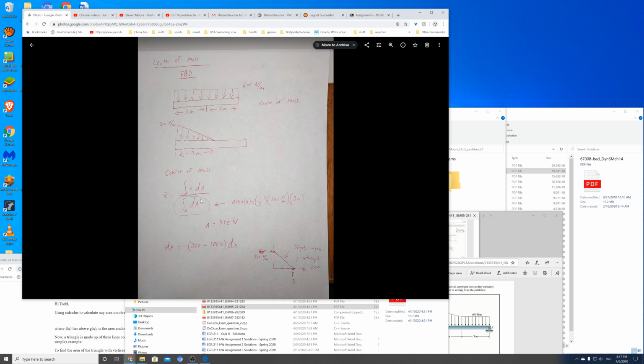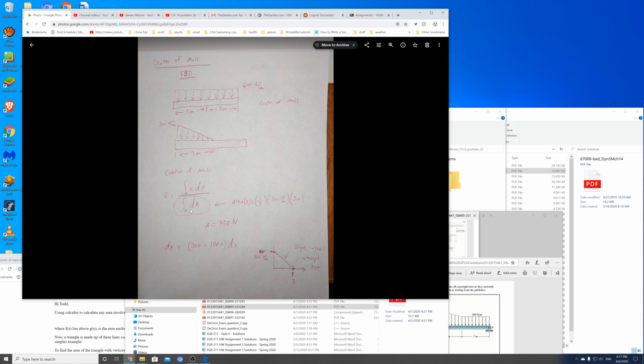So the way you calculate it is this. If you're looking for that position for the center of mass, you would do the integral of x times dA. You're integrating over the area times x, essentially. You divide that by the area.